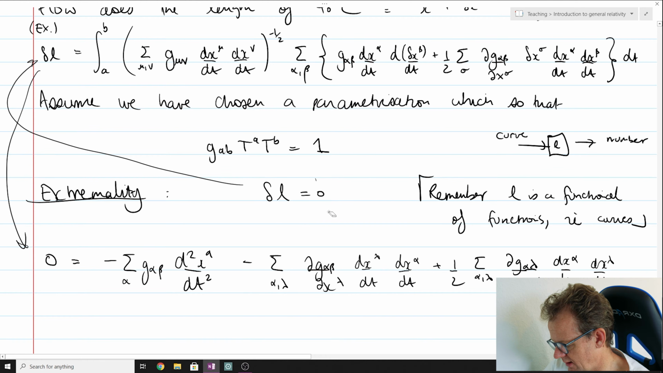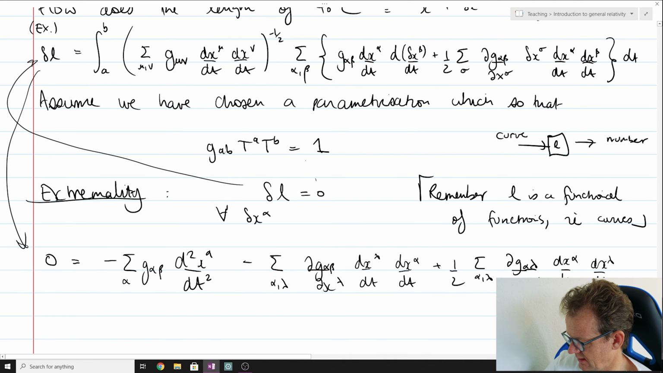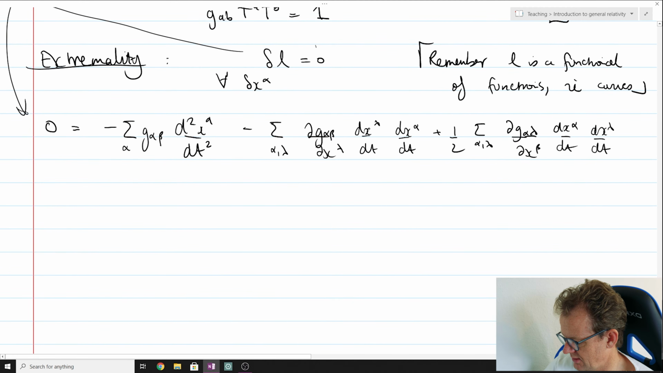So I'll actually put that extremality means dL is 0 for all variations, right? I didn't really say that explicitly, but I hope that was implicitly clear, that if you vary the curve, the length is extremal if no matter how you vary, so for all variations dx^alpha, you get dL equals 0. So imposing that should convince you that the following equation is true. But this is just the geodesic equation.